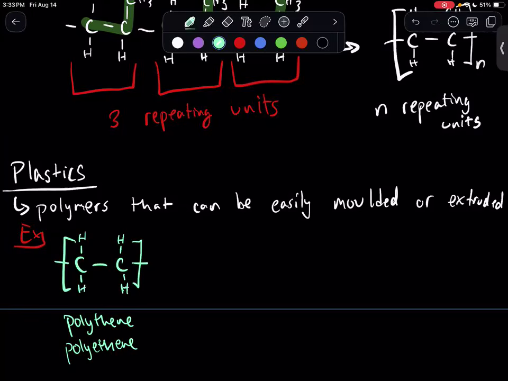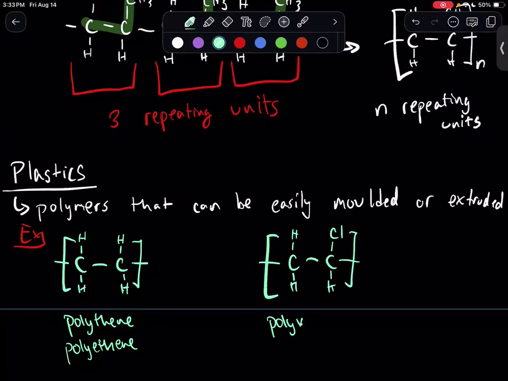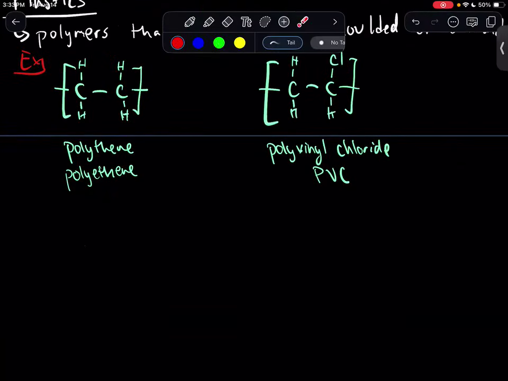So then we also have a very common one that you use in tubing and piping, and this is polyvinyl chloride or PVC. You've probably heard of PVC piping. And you can see there's some differences. Mainly in this, we have a chlorine versus a hydrogen. But when we look at plastics, we learn that they have many different properties that are useful for our daily world. And we'll go through each one of these.